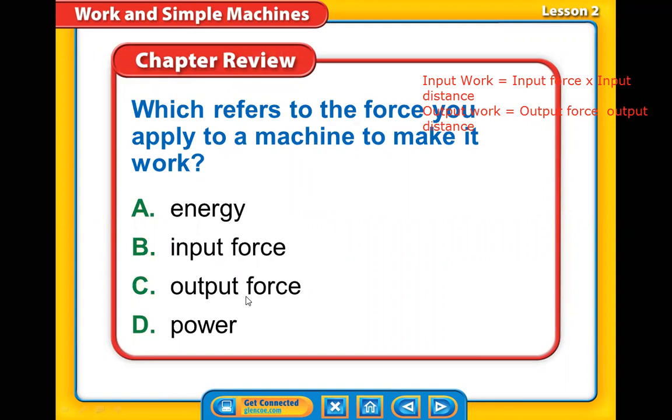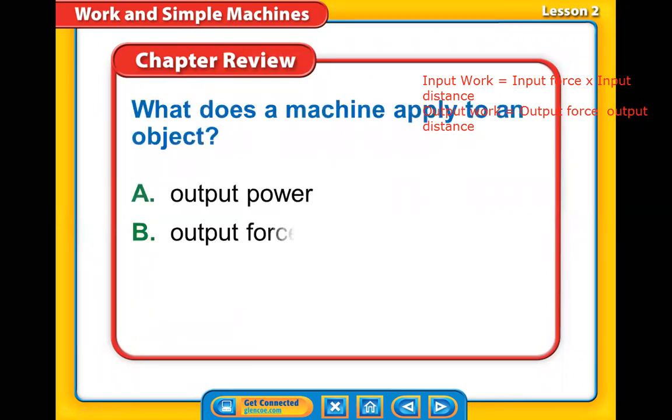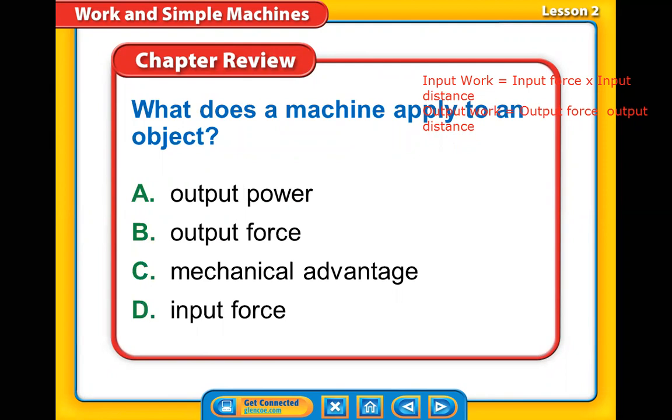Now we have two questions to apply to the previous part. Question number one, what refers to the force you apply to a machine to make it work? Yes, input force. Question number two, what does a machine apply to an object? It takes the input force and applies what on an object? Yes, output force.